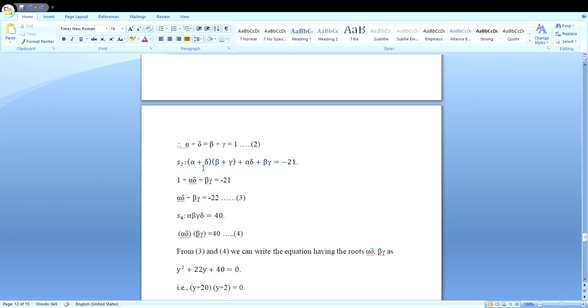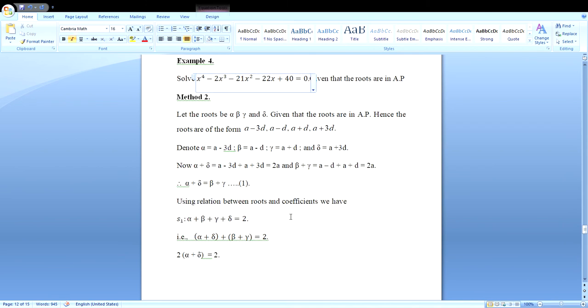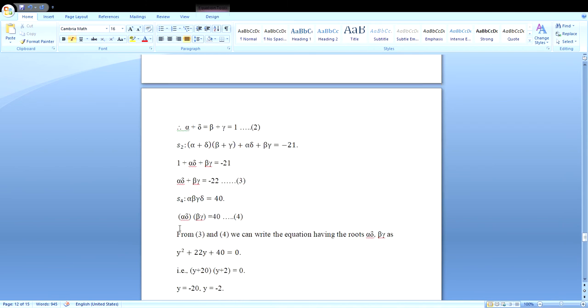That is alpha plus delta is 1, beta plus gamma is 1, therefore 1 plus alpha delta plus beta gamma equal to minus 21. Now alpha delta plus beta gamma is minus 21 minus 1, that is minus 22. Consider S4. S4 is the product of the roots alpha, beta, gamma, delta, which is 40. Rearranging again, alpha delta into beta gamma is 40.